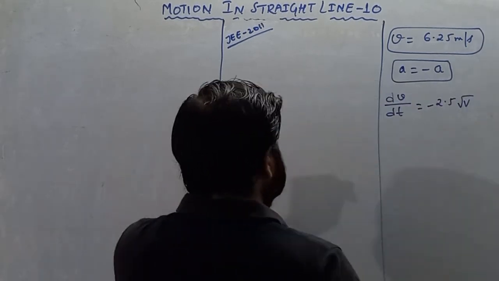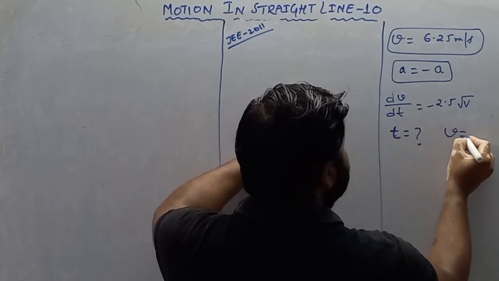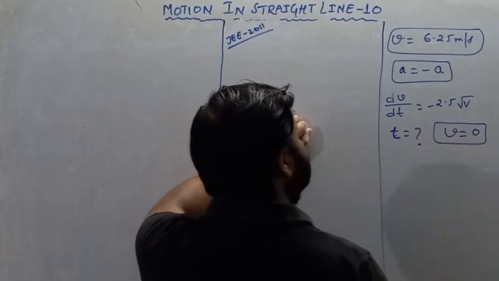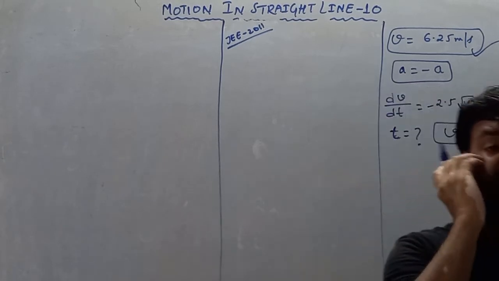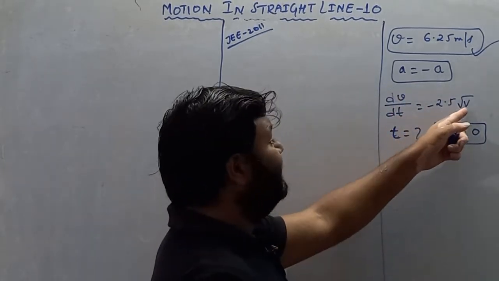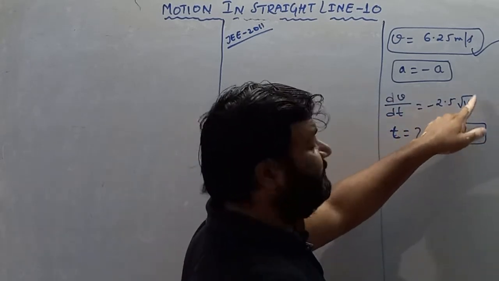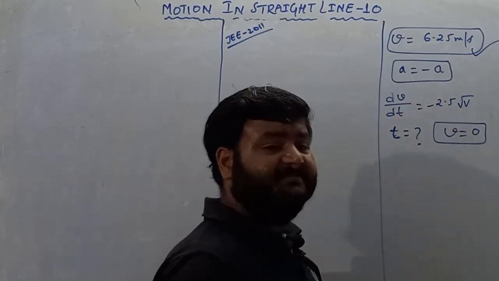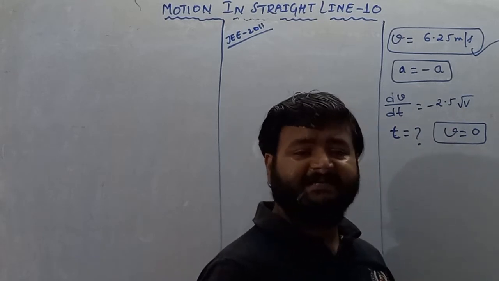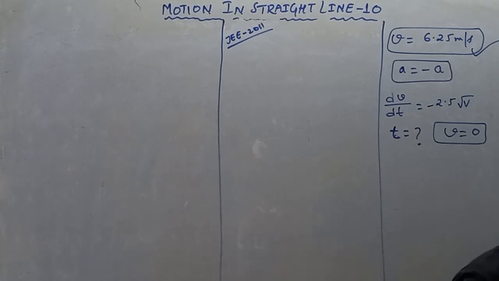See, they are asking time taken by object to come to rest. Rest means, my dear student, its velocity becomes equal to 0. So here this 6.25 is nothing but initial speed or initial velocity, and the particle is retarding at the rate of minus 2.5 root v. dv by dt is nothing but acceleration, and the value of acceleration is negative. That's why we are saying that particle is retarding. So they are asking the time taken by the object to come to rest would be.